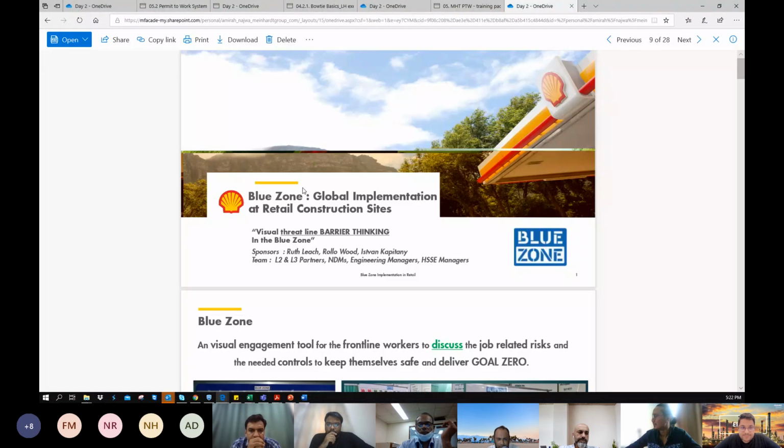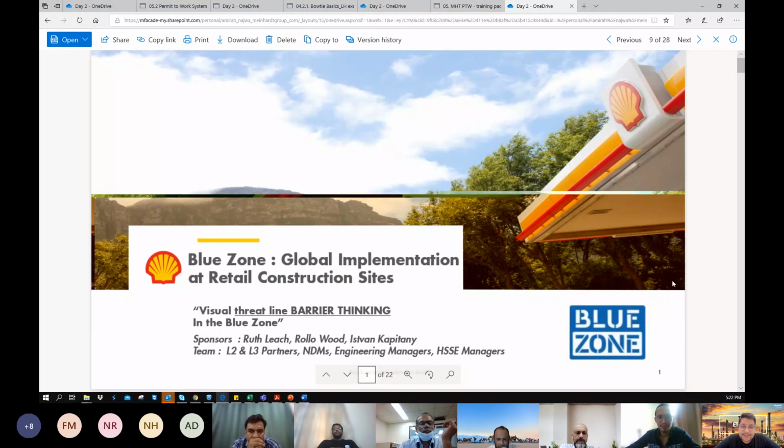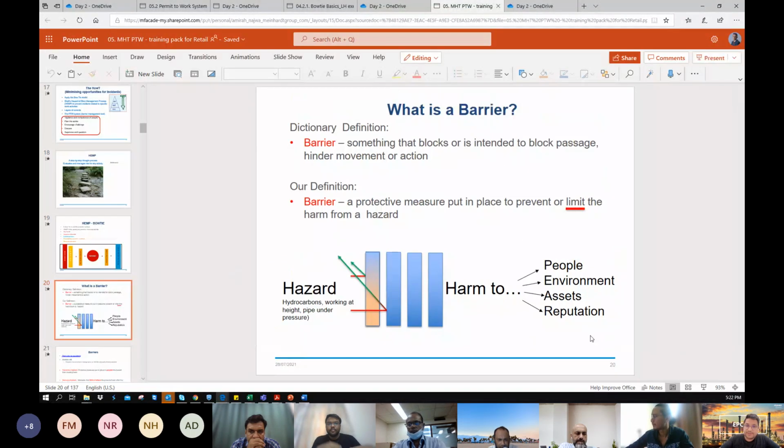I think we can touch on the blue zone the following day. Let's not confuse them. My suggestion, just go to the permit module only. Then I think we can talk about it next day. We need to meet our timeline today. Okay, so that's a simple understanding of the bow tie and interpretation. Let's move on to the next slide.